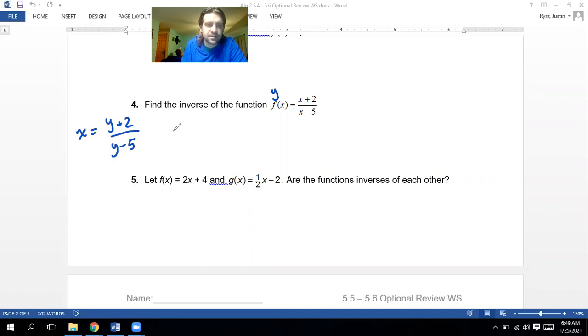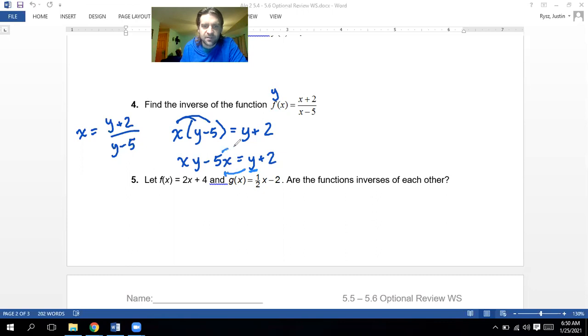So we're going to take this x here, and we're going to multiply it by the denominator y minus 5. And when we do that, we no longer have a denominator on here. It just becomes y plus 2. We can distribute the x now and make this xy minus 5x equals y plus 2. So the second step now is let's take this y and move it over to this side. And let's take this 5x and move it over to that side. So everything that has a y is on the one side. So xy minus y would equal 5x plus 2.